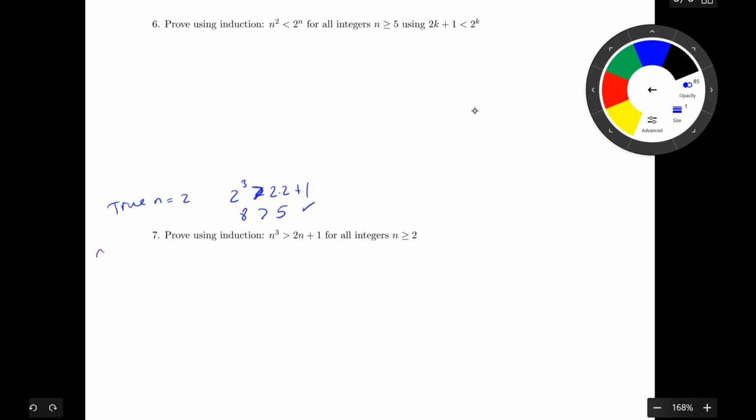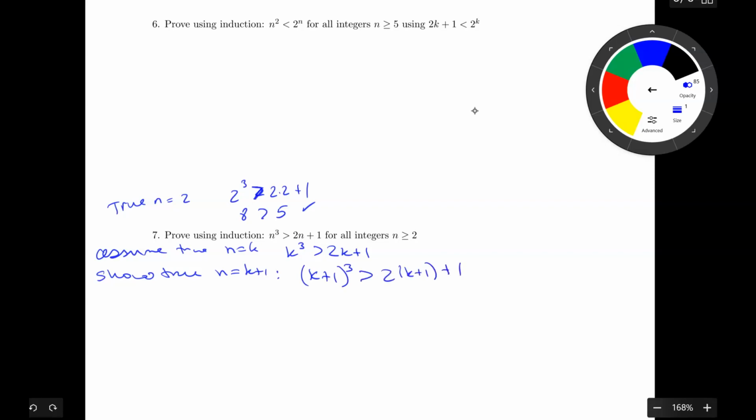Check. Okay, so I'm assuming true for n equals k. So k cubed is bigger than 2k plus 1. So I want to show true for n equals k plus 1. So that's k plus 1 cubed is greater than 2 times k plus 1 plus 1. Okay, so I could fix this side a little bit. I could say this is 2k plus 2 plus 1, so 2k plus 3. Don't write that side down again. Just leave it like that.